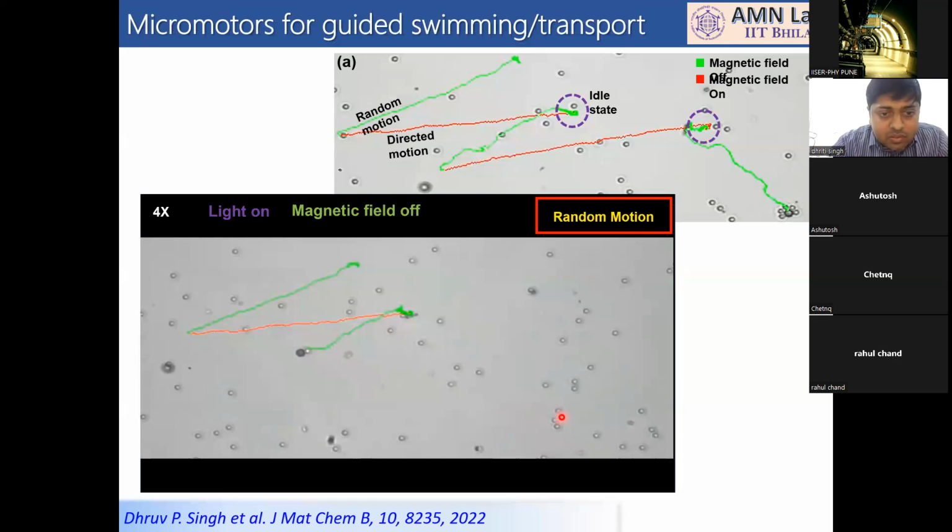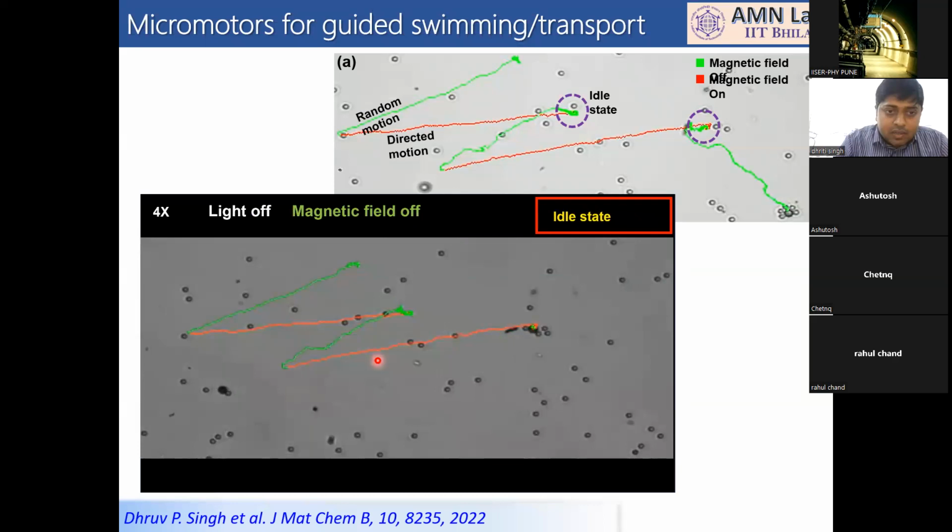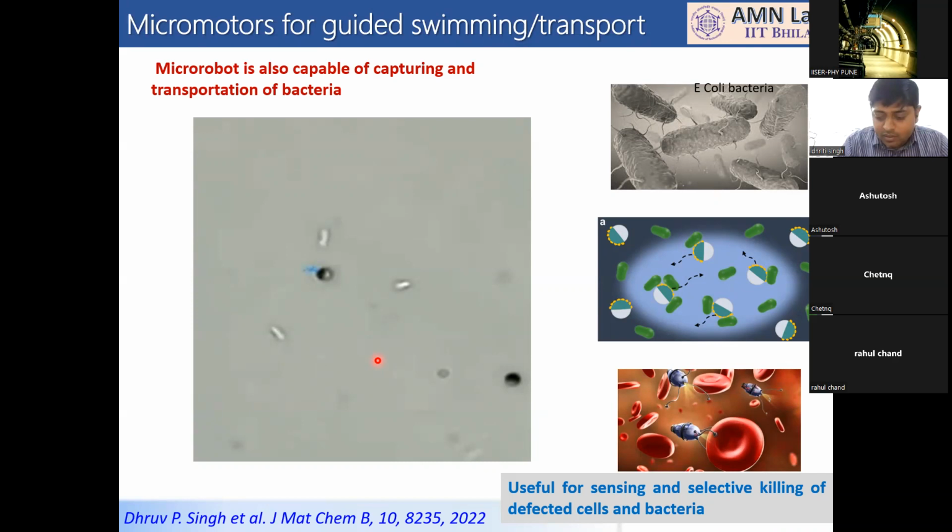Again, the field is on. So this is just a demonstration, a proof of concept, that these micromotors can be used for pickup and delivery sort of applications. The gold nanoparticles have very good van der Waals interactions, so the van der Waals interactions provided by the gold nanoparticles can be used to pick up biological or bacterial cells.